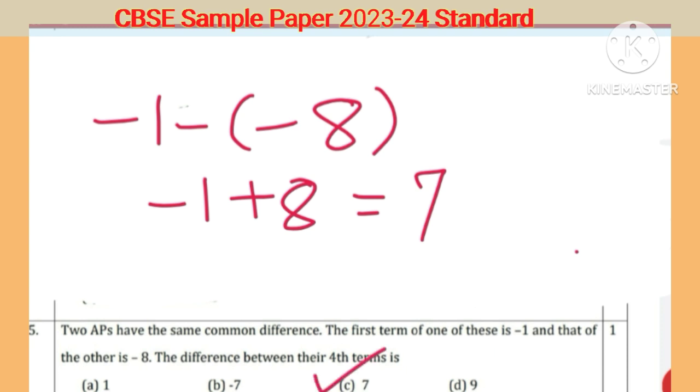In fact, fourth term की जगह कोई भी नंबर की टर्म हो, difference between their 10th term, difference between their 100th term or millionth term, it will remain the same, whichever is the difference between the first terms.